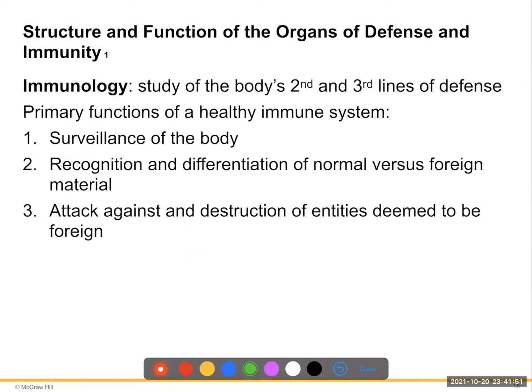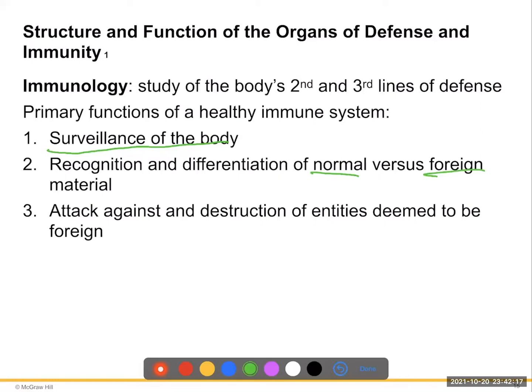Okay, so immunology. Immunology is the study of the body's second and third lines of defense. This is a primary function of a healthy immune system. Basically, what an immune system does, or immunology is a study of it, is surveillance of the body. It goes through the body and it just monitors things. It looks for things that don't belong. It's like a surveillance system. It has recognition and differentiation of normal versus foreign material.